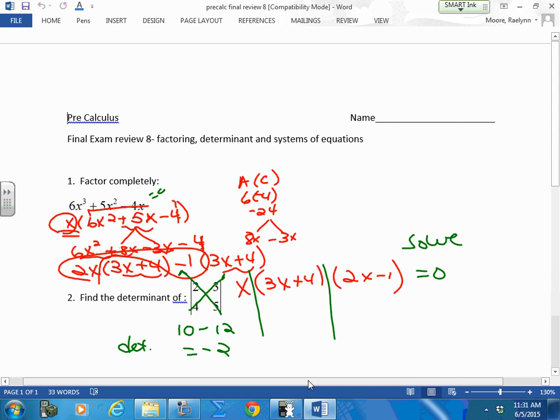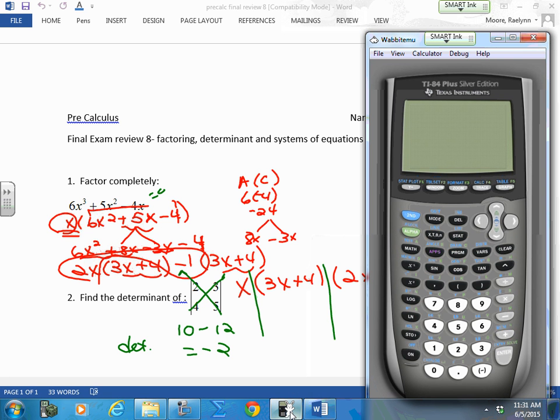Now, if you remember back to your calculator, we're going to put in a determinant for this. We're going to put in a matrix, the second matrix. We're going to go to edit, and it's a 2 by 2. All you have to do is plug your values in. 2, go across, 3, 4, 5. Don't forget to quit. You have to quit to go back to your matrix.